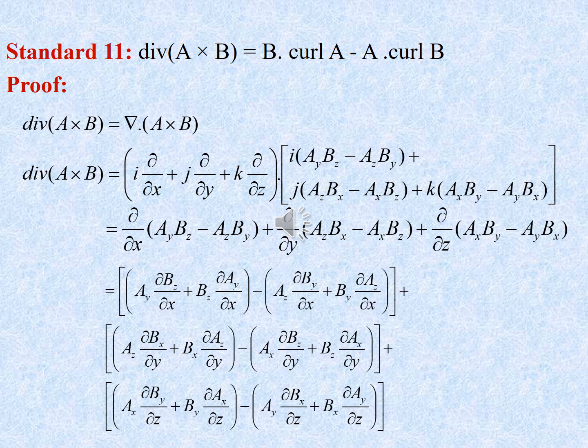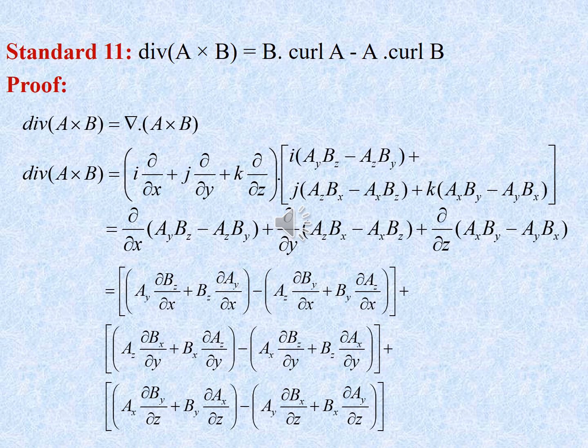So after that I am taking the dot product of these two, del dot a cross b. I am getting this equation: del by del x of (ay bz minus az by) plus del by del y of (az bx minus ax bz) plus del by del z of (ax by minus ay bx). Next we are applying the uv formula, that is equal to ay del bz by del x plus bz del ay by del x minus az del by by del x plus by del az by del x.